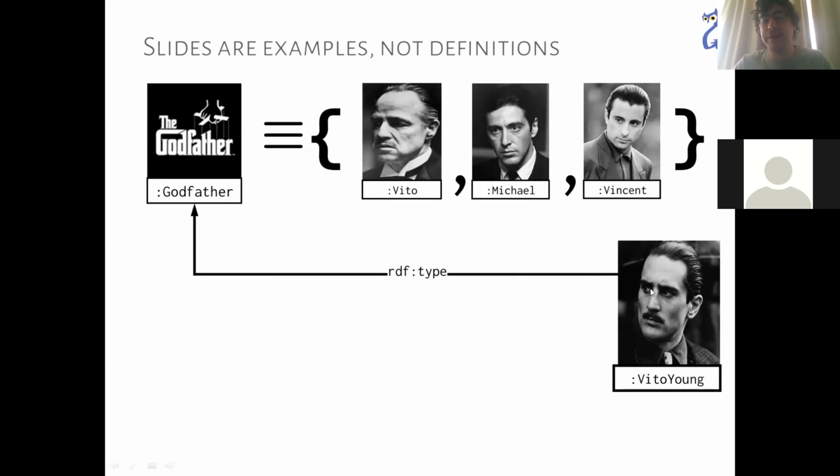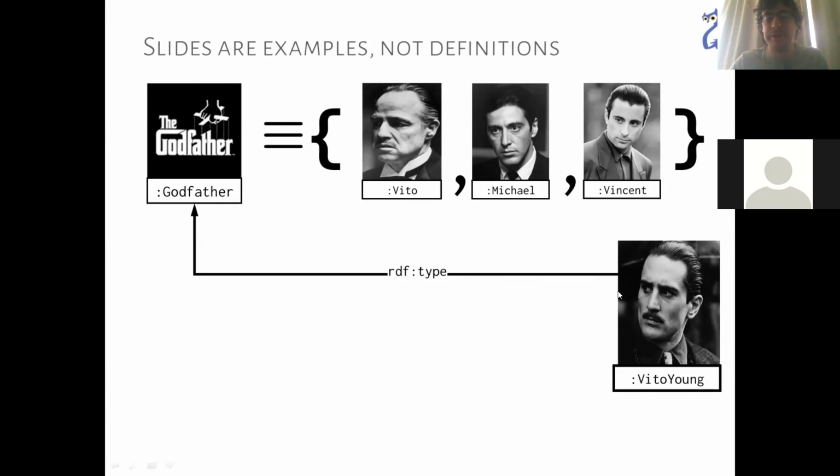So now if we define that Vito Young is of type Godfather, what can we conclude? Do we get an inconsistency? Do we infer something? So in this case, you could probably guess by the example, but we assume that this entity must be the same as one of these. It must correspond to one of these entities, even if the name is different, right? So that gives rise to these 3 possibilities, right? So Vito Young might be the same as Vito, might be the same as Michael, might be the same as Vincent, might even be the same as all of them, in fact, right?